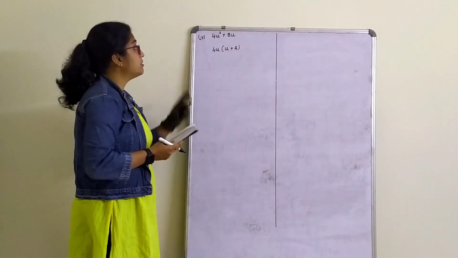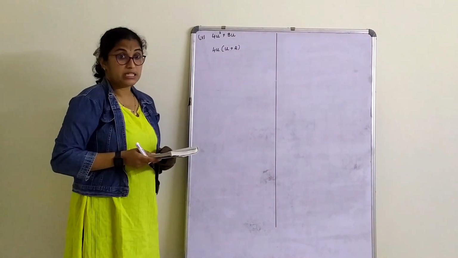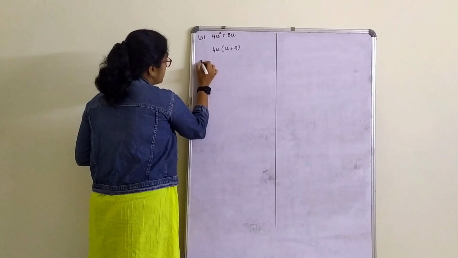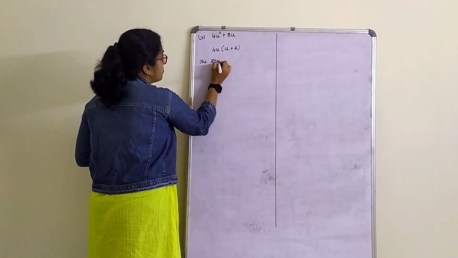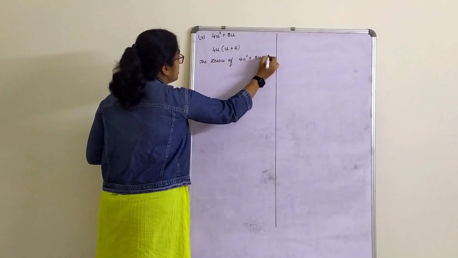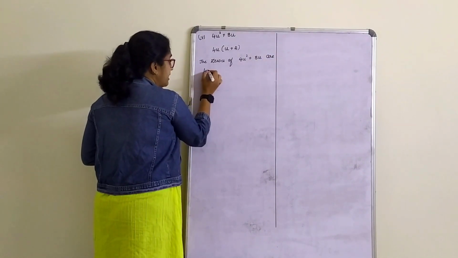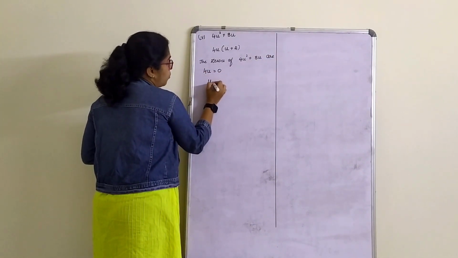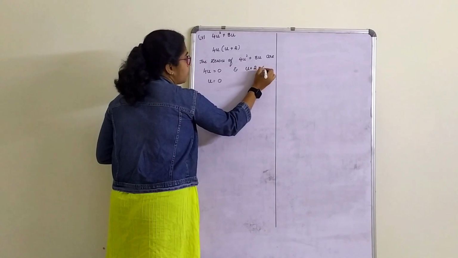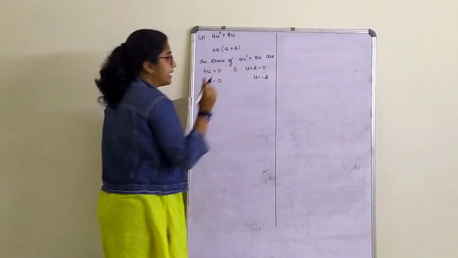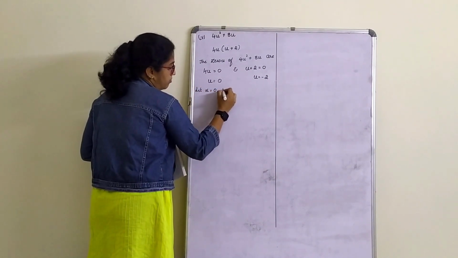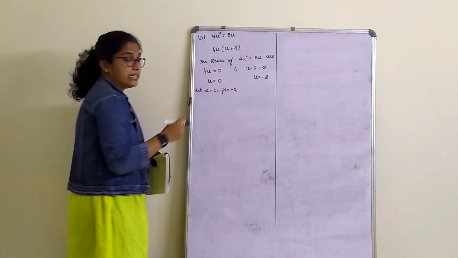Right? Since it's a quadratic polynomial, it should have two zeros. That means I will write here the zeros of 4u square plus 8u are, I will equate 4u is equal to 0, where u is equal to 0 is one thing, and u plus 2 is equal to 0 when u is equal to minus 2. This means let alpha is equal to 0 and beta is equal to minus 2.